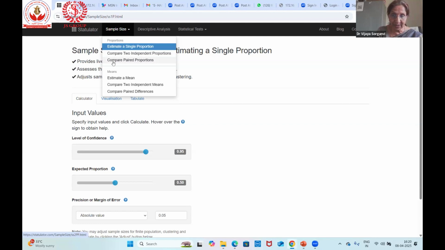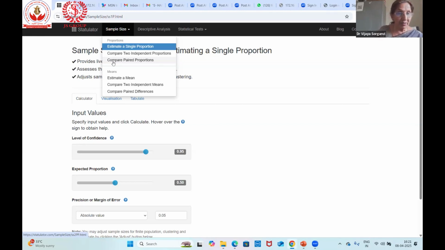Usually, studies related to Ayurvedic medicines take data or information from the patients in different periods of time, before treatment, after treatment, after 24 hours, 2 days, like that. So that is called paired data. To compare before and after, we use compare paired proportion. If our previous study has paired data, means proportions before and after, we use this form.